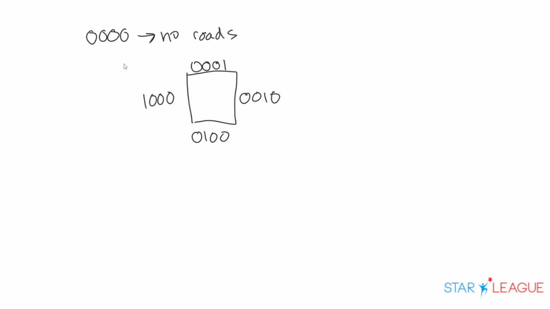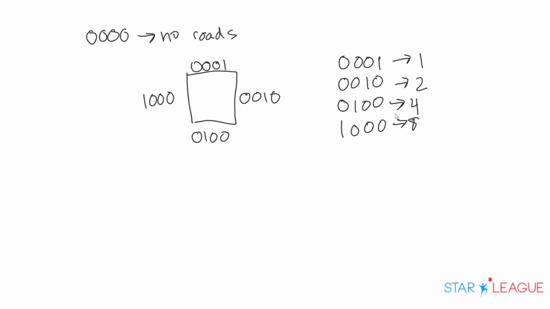Each bit will represent a numerical value that we can add to each other. Starting from the rightmost bit will represent 1. The second from the right will represent 2. The second from the left will represent 4. And the bit on the left will represent 8. Using this information, we can use any combination of roads around the field to get a unique value.